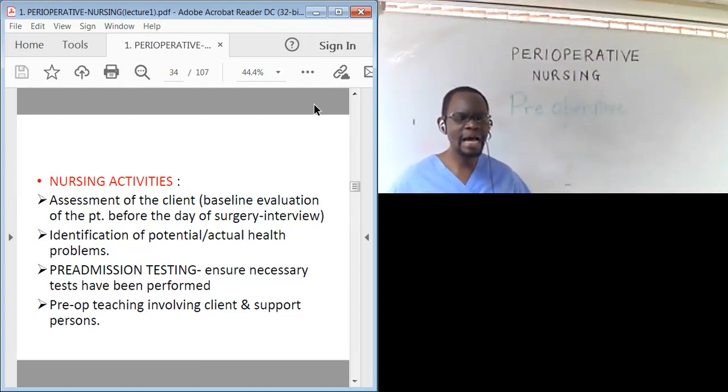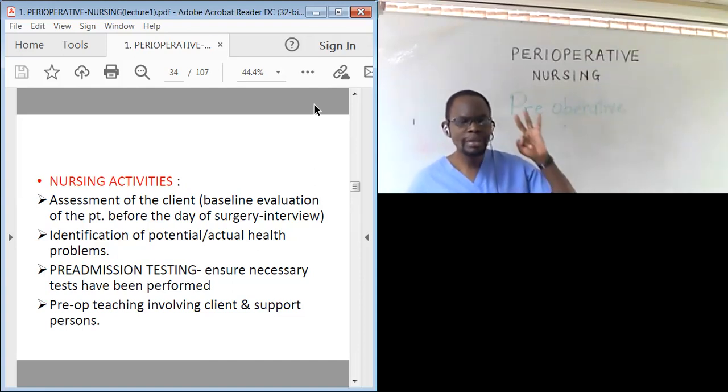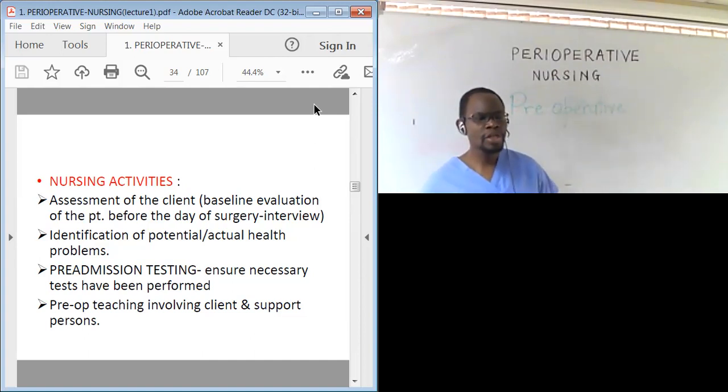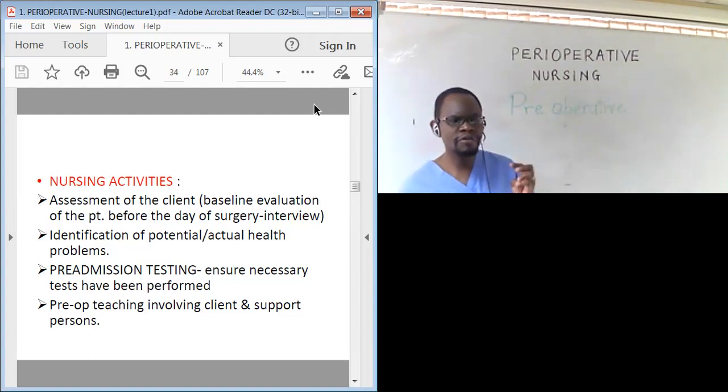And of course, assessment basically involves three things. One, history taking. Two, physical examination, and of course, documentation of your findings. So you need to do a thorough assessment of this patient to obtain baseline information before this patient is to undergo surgery. Good.